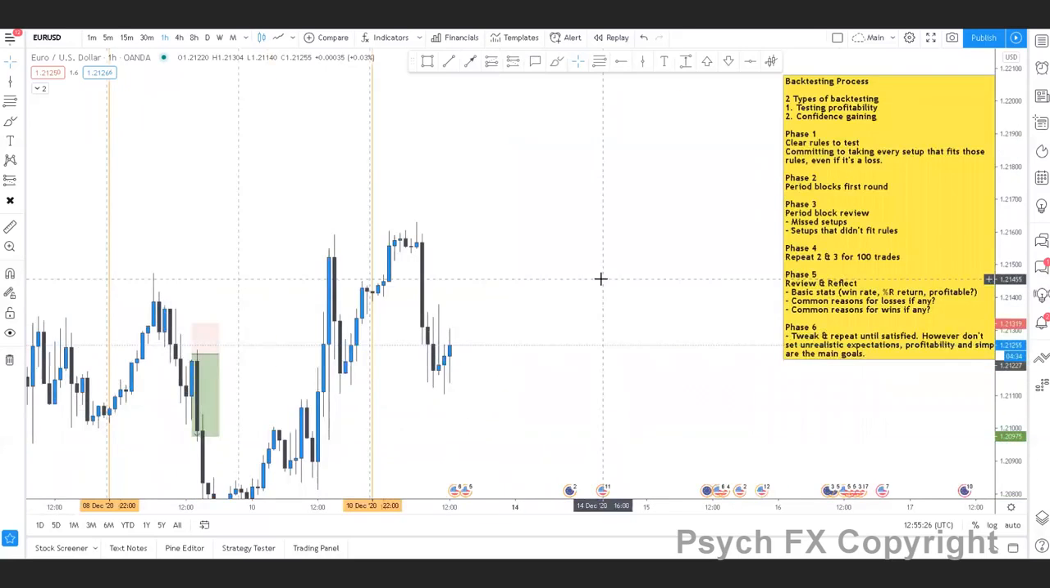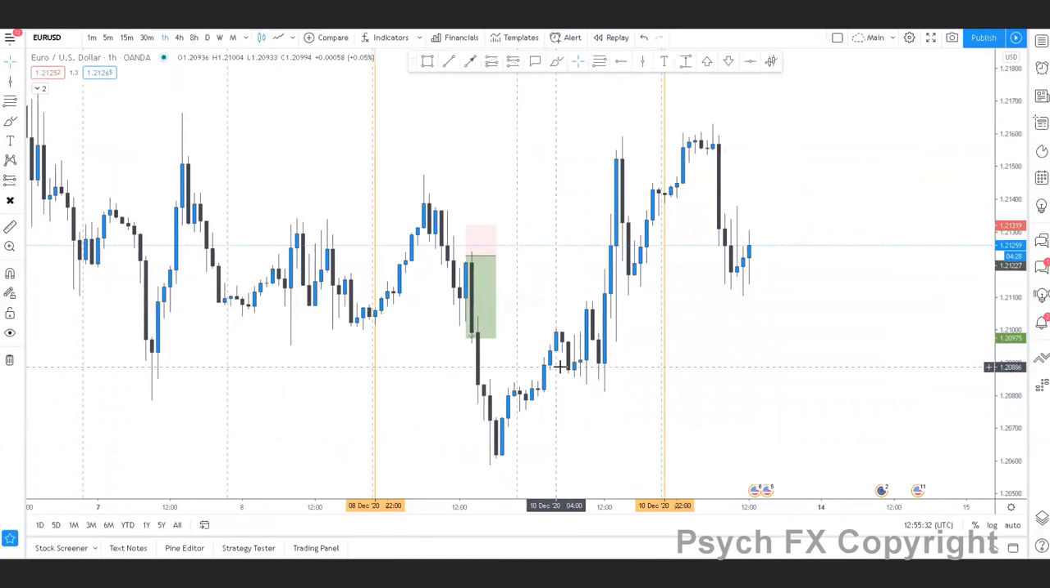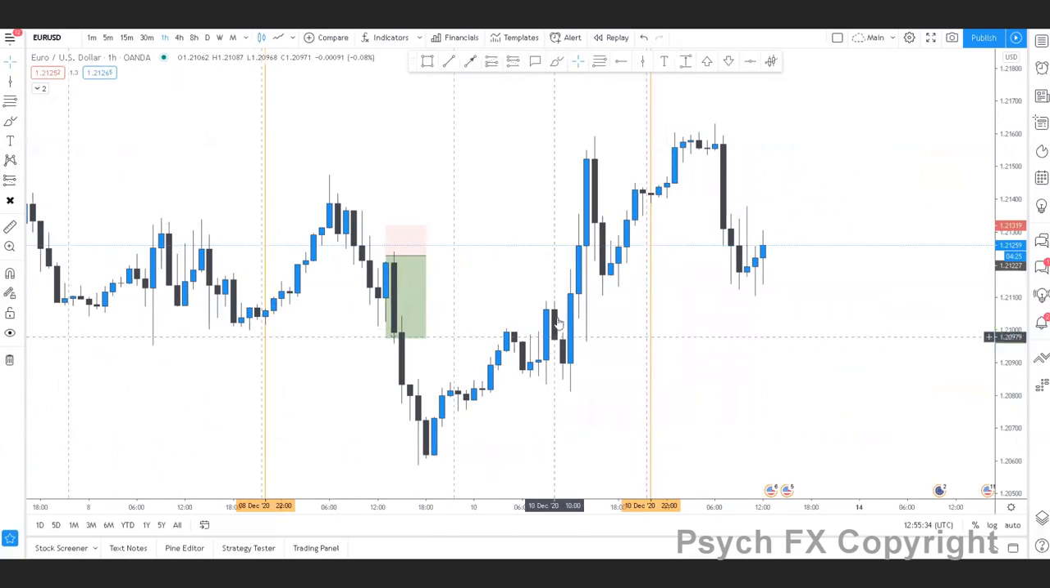But this is extremely important. This is the one that I'd say 95% of people totally leave out. Okay, so let's say that we've got a load of different kind of wins and losses here. We've got loads of different trades there.